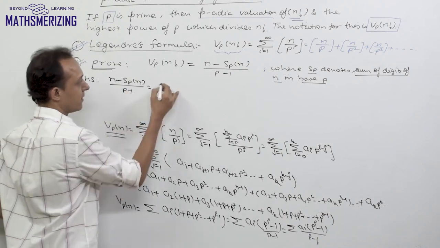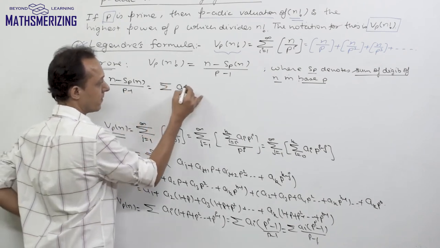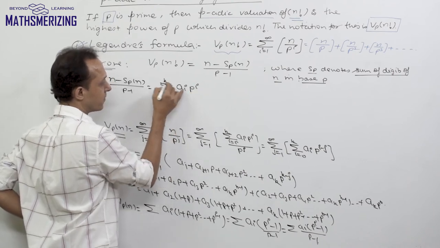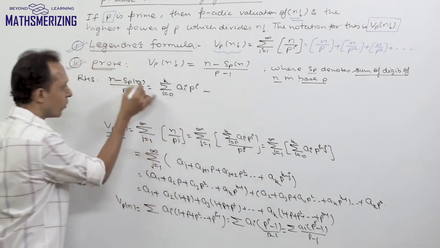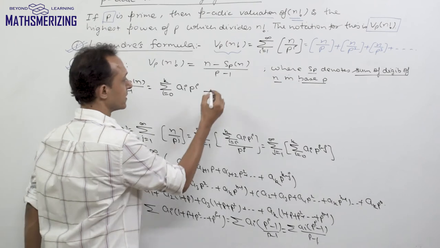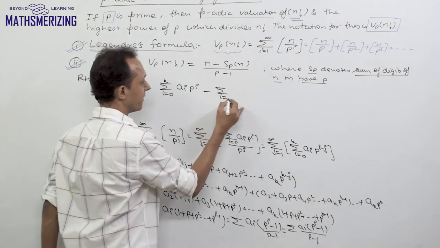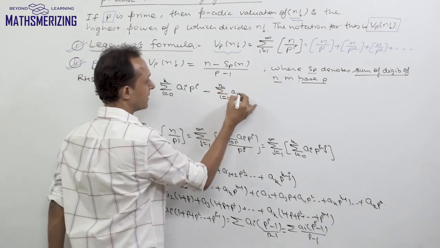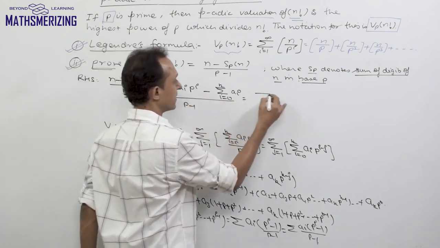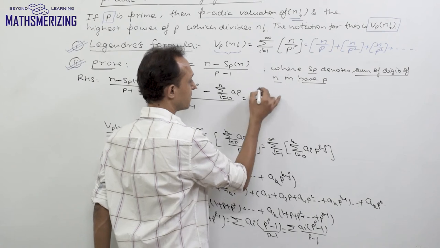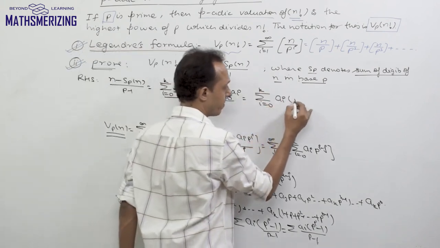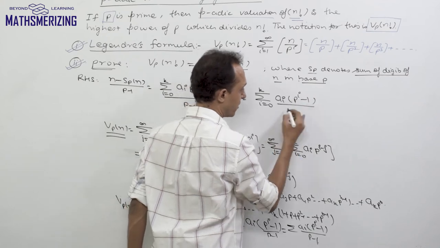Now n is this summation, which is ai p to the power i, where this i varies from 0 to k, and minus what is Spn? Spn is the sum of digits of n on the base p. So this is summation i varies from 0 to k, and that is ai upon p minus 1. So I can write it as summation i varies from 0 to k. Now here I can take ai common, so I write ai p to the power i minus 1 upon p minus 1.